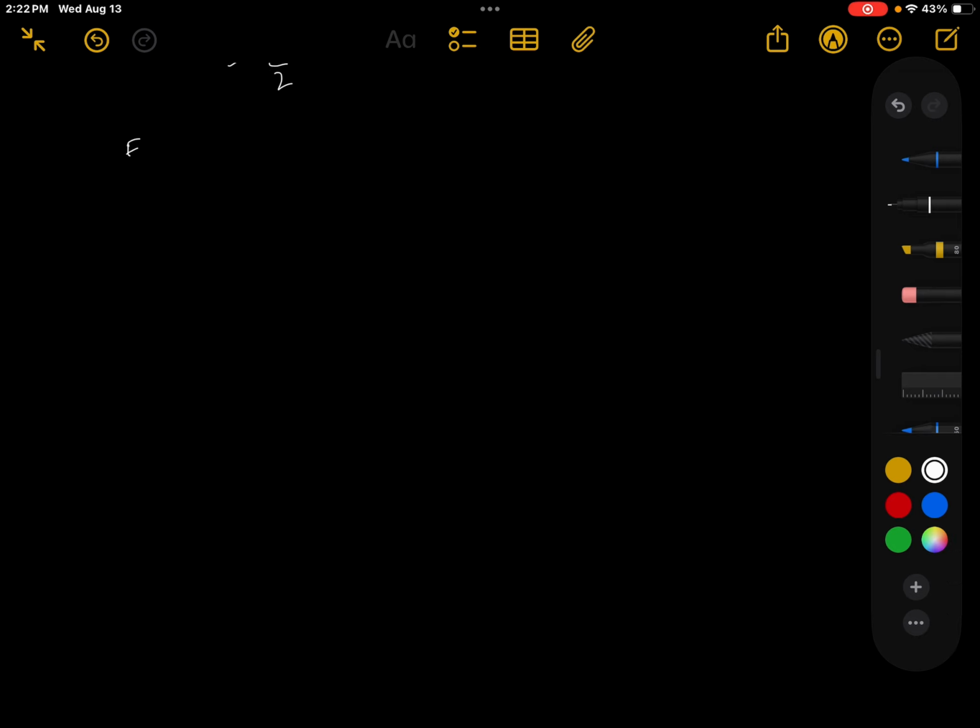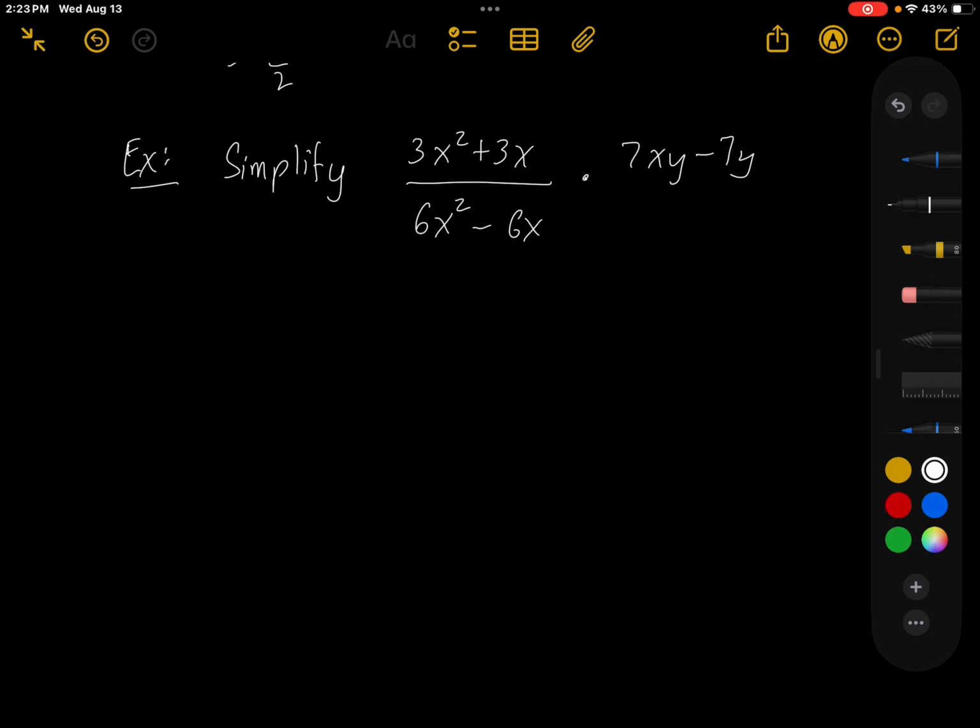So here's another example. Simplify 3x squared plus 3x over 6x squared minus 6x times 7xy minus 7y all over 5xy minus 10y. Well, it looks a lot more complicated, but we do the same thing. When we have complicated expressions, it's a good idea to factor each of the terms on the side and then put them together later.